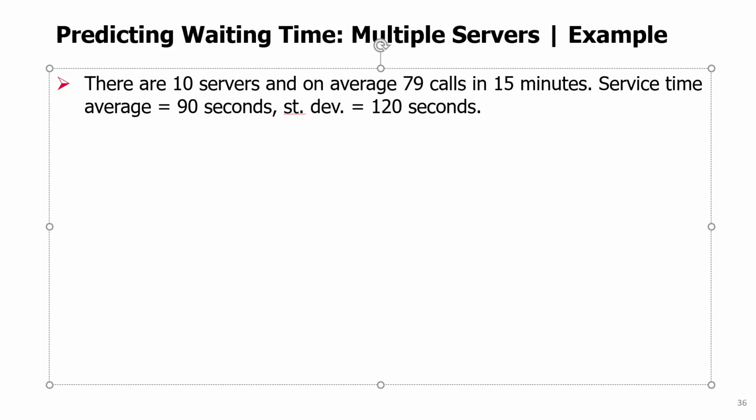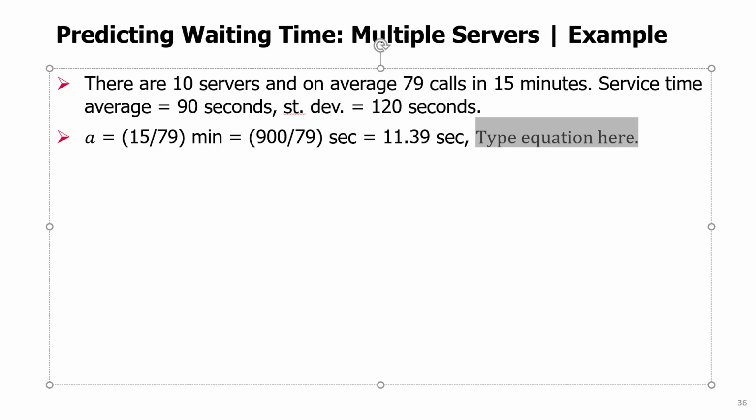And suppose service time is still the same, 90 seconds on average, standard deviation 120 seconds. So let's do some calculations. First of all, let's calculate the average inter-arrival time. Every 15 minutes, I have 79 calls. So on average the time between calls will be, well, I can convert this to 15 times 60, that's 900 seconds over 79. That will be in seconds, and so I can calculate this as 11.39 seconds.